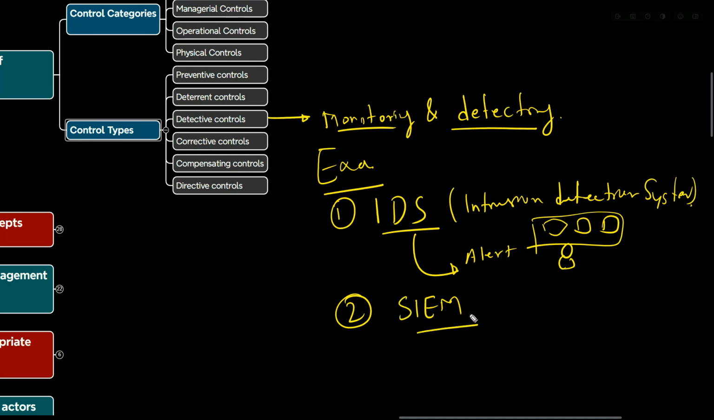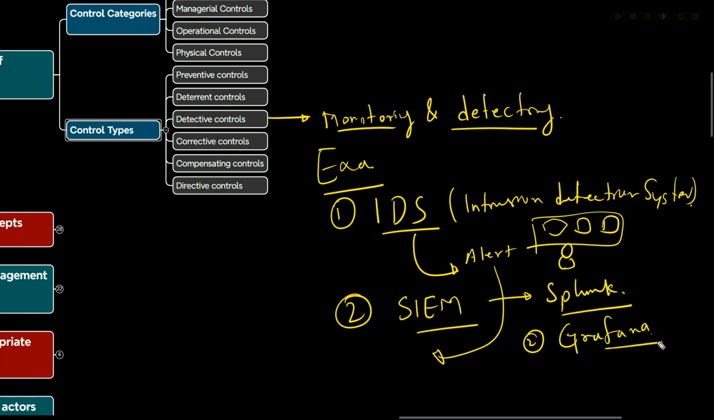Although SIEM is majorly used for correlation and log analysis, SIEM can be used for monitoring, and those alerts can be given onto the SIEM as well. SIEM is again very popular. There are multiple solutions available. You can also use different other solutions for monitoring, and I'll give you some examples. Splunk is very popular. You can also use open source solutions like Grafana for monitoring. You can use different other solutions for SIEM as well, like Microsoft Azure Sentinel.